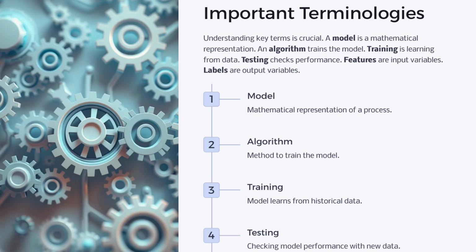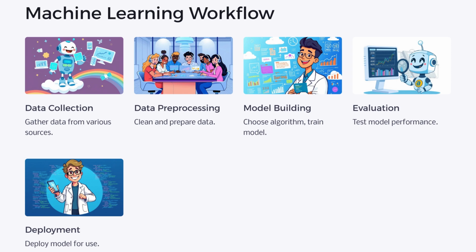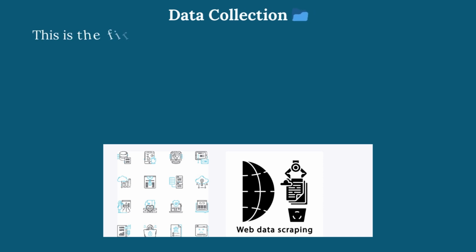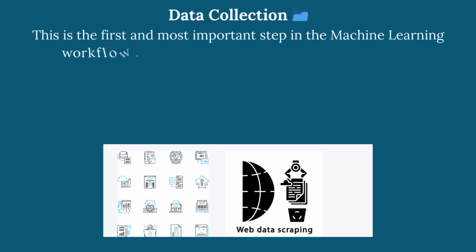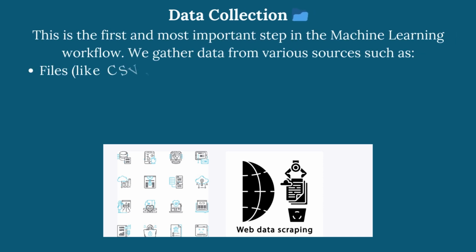Now that we've covered the basics and important terminologies, it's time to look at the machine learning workflow. This is the step-by-step process we follow when building machine learning models. Let's break it down. The workflow generally consists of 5 steps. Data collection. This is the first step where we gather data from various sources. It could be files, databases, web scraping, or even APIs.